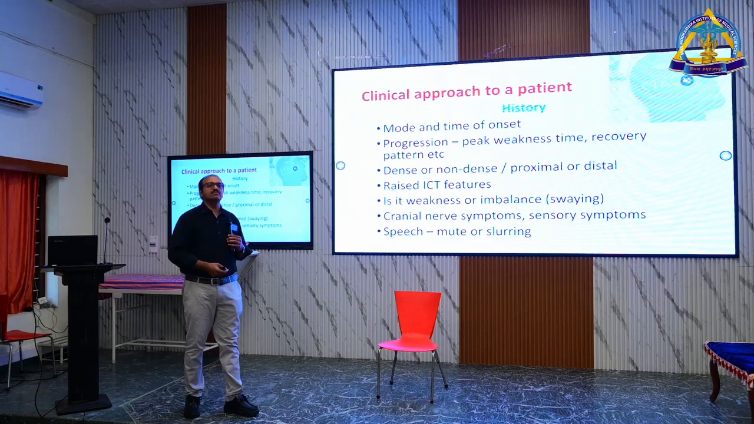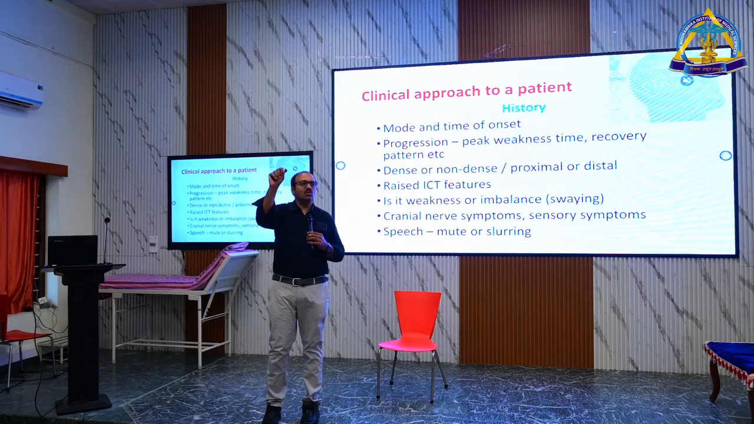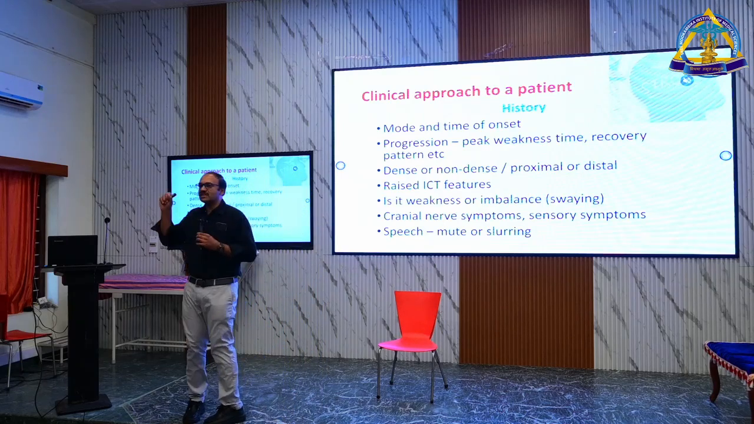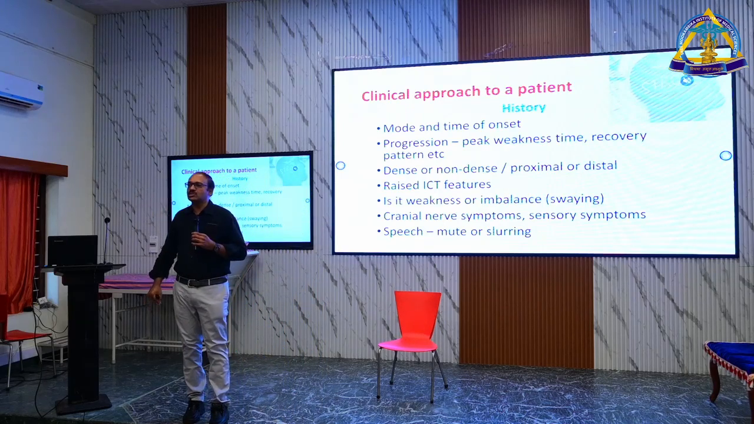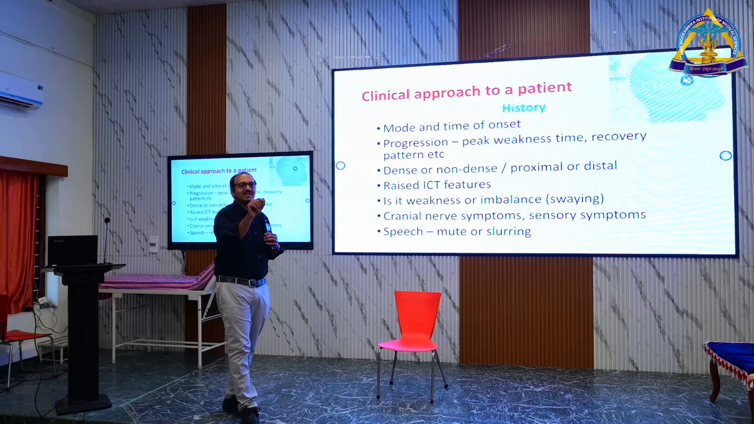Then cranial symptoms. How do the cranial symptoms help in localization? Because all cranial nuclei are present in the brainstem. Suppose the 3rd and 4th cranial nerves are affected, which portion? Midbrain. 5, 6, 7 means pons. 8, 9, 10, 11, 12 means medulla. So that is the importance. Cranial nerves will exactly help in localization.